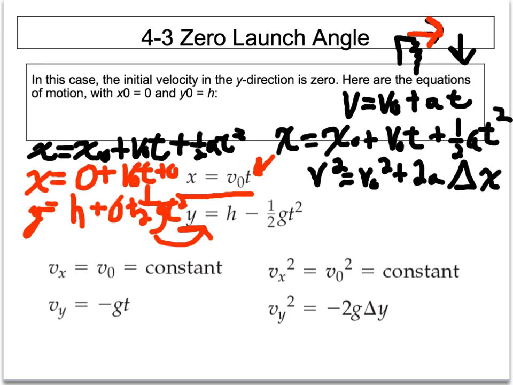Mr. Melvin, do I have to memorize all the equations on this screen? No, you just have to know how to get to them, which is what I'm showing you.